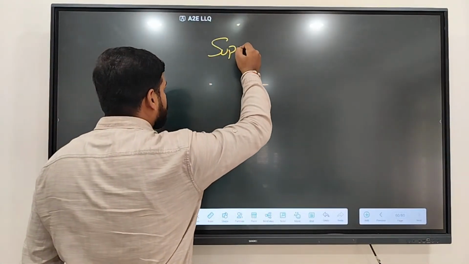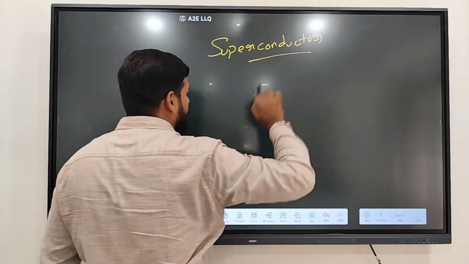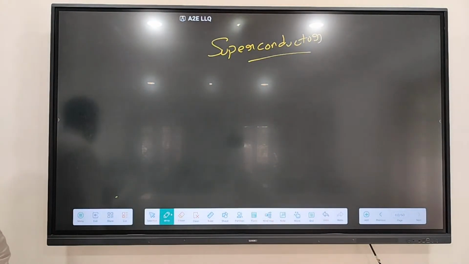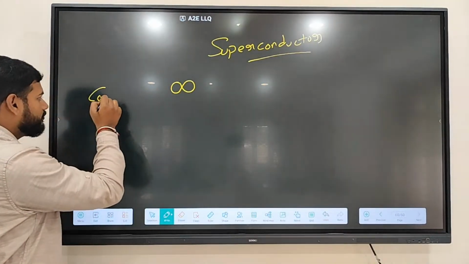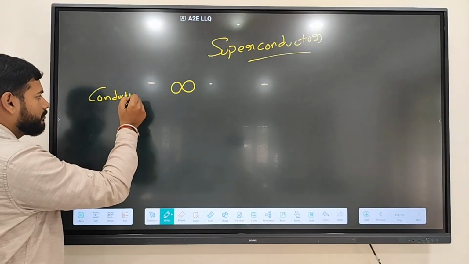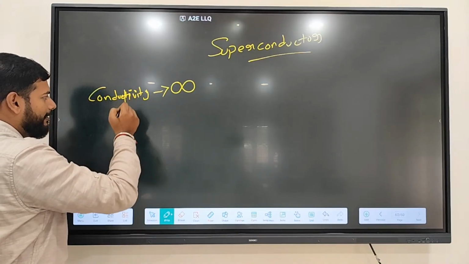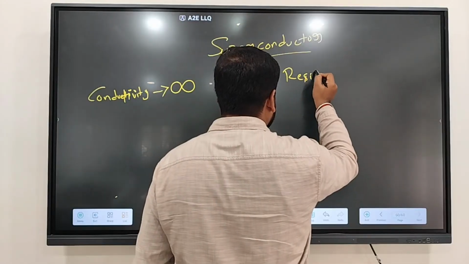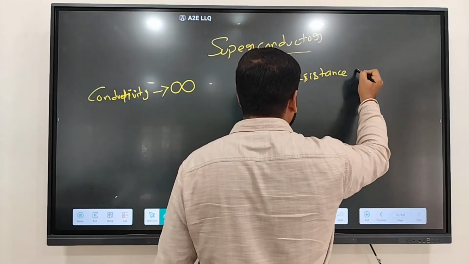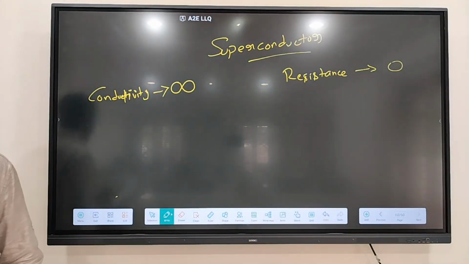Superconductor. In a superconductor, conductivity will be infinite. Infinite conductivity means the resistance will be nearly zero. This condition is called superconductivity.